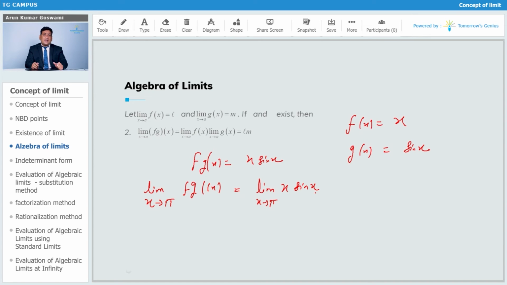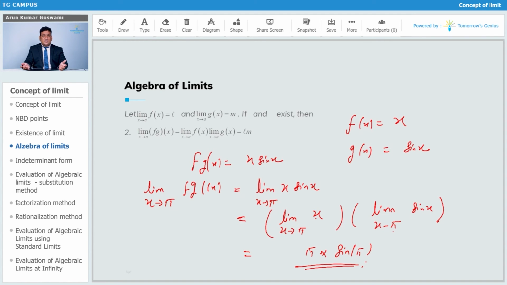Again, in the product also we can segregate this: limit x tends to pi of x, and individually limit x tends to pi of sine x. Now I can apply these limits. If I apply the limit to x, I get pi here, and multiplied by it, if I apply the limit to sine x, I get sine of pi.